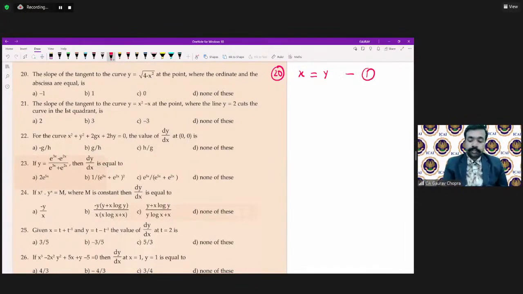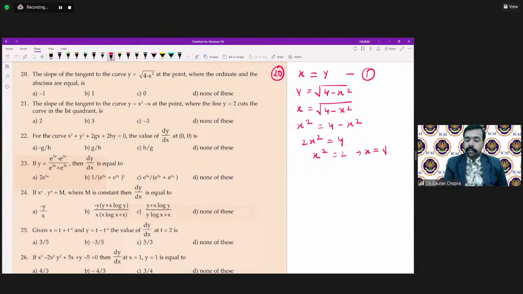Now what is given to us, y is equal to root of 4 minus x square. So since y is equal to x, as we have written in equation number 1, we can write it here also, x is equal to root of 4 minus x square. Now we can take squaring both the sides. So x square equal to 4 minus x square. So 2x square equal to 4, x square is equal to 2. So x will be basically root of 2. So here we have got the value of x, which is root of 2.